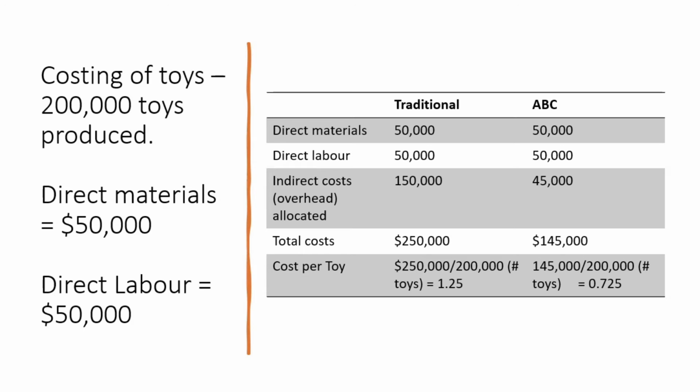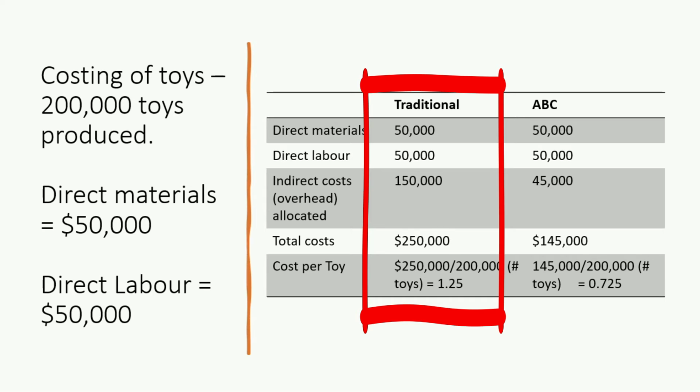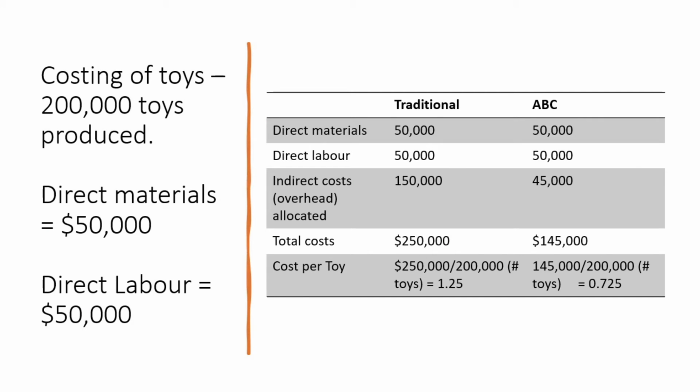Now that we know how much overheads are incurred, we can now cost the toy. So the direct material costs do not change under the traditional and the activity-based costing. Direct materials, direct labor, they are the same. But the indirect costs, overhead costs allocated under the traditional costing and activity-based costing differ. Therefore, the total costs also differ. So under the traditional costs, the cost per toy equals total cost is 250,000, and let's say 200,000 toys are made, and cost per toy is $25.